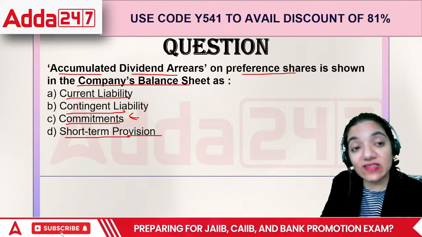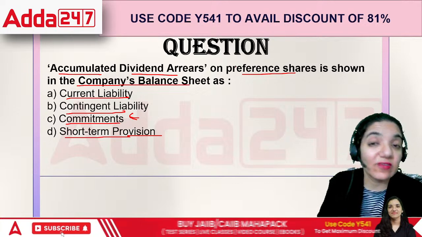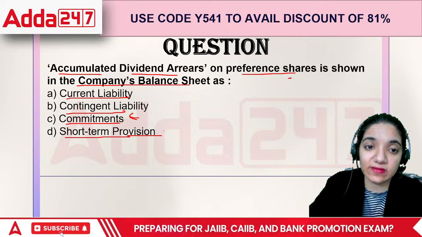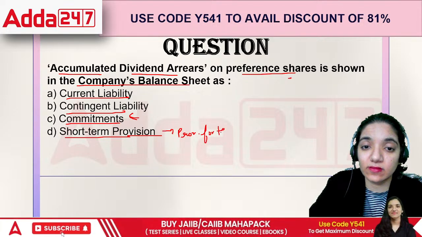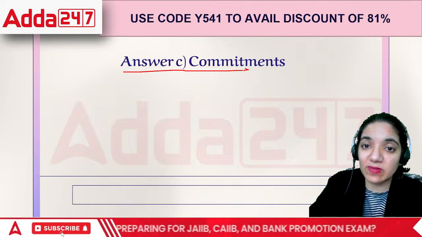It is not taken as a current liability, it is not taken as a part of contingent liability, and it's not even a provision. Provision can include provision for tax. So it is commitments in this case.